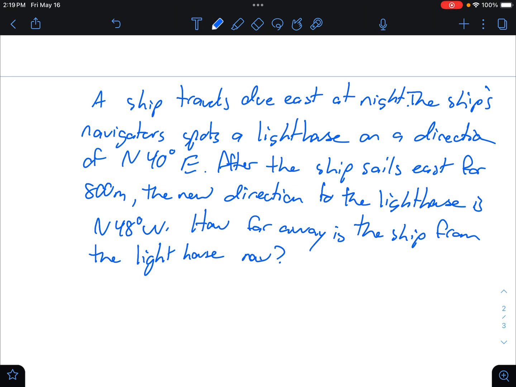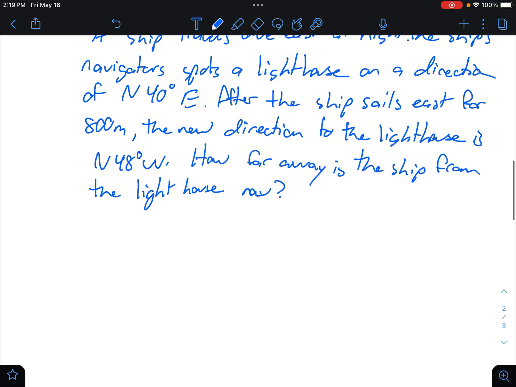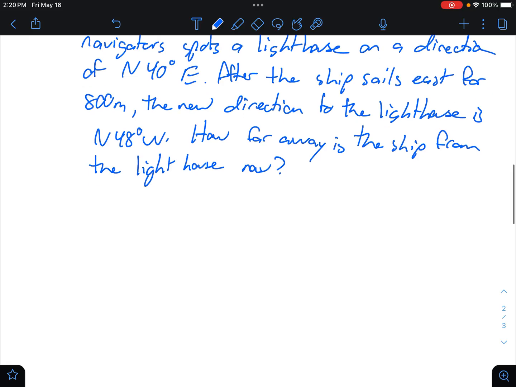Okay. So this is an example of a trig word problem which would involve compass directions. Let's see if we can draw this picture here. It says the ship is traveling due east. Due east means it's going to the right, okay? And it spots a lighthouse at a direction of north 40 degrees east. After it keeps going east for 800 meters, we get a new direction to the lighthouse. It's now north 48 degrees west. How far away is it?